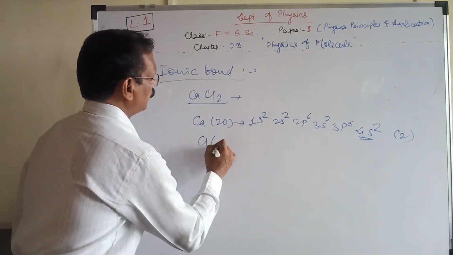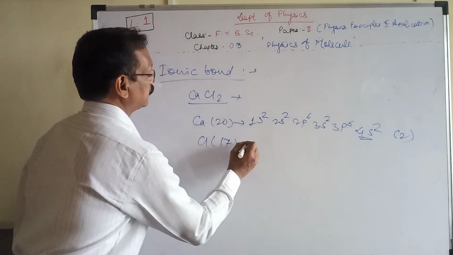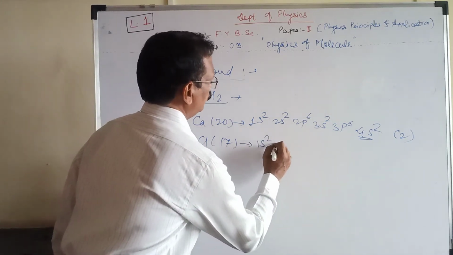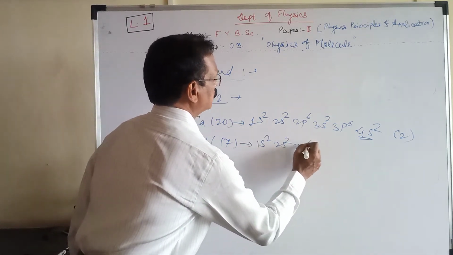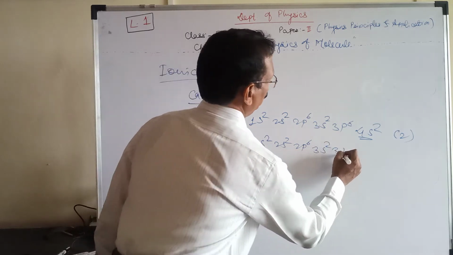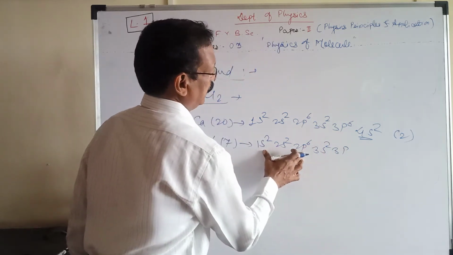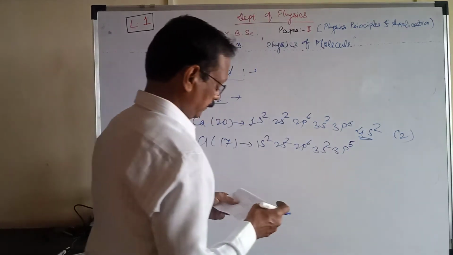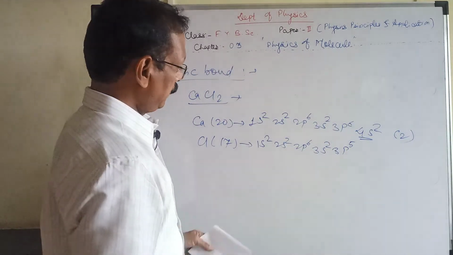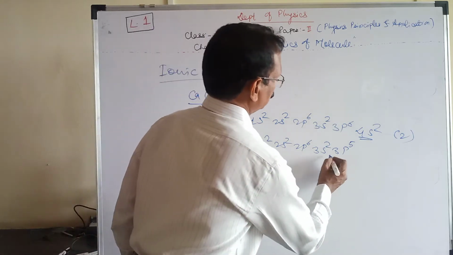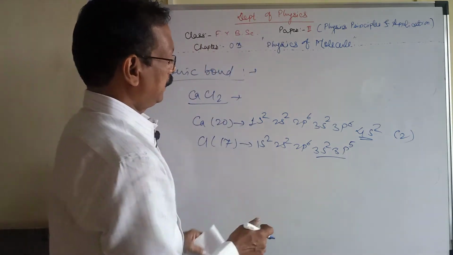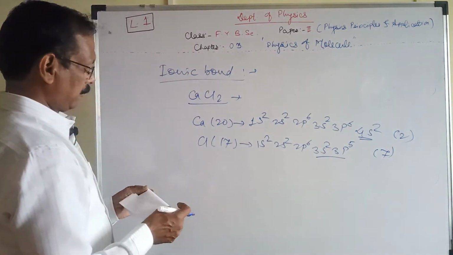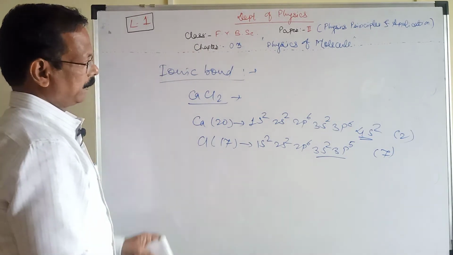Now what is Cl? The atomic number of Cl is 17. So what is the electronic configuration here? It is 1s2, 2s2, 2p6, 3s2 and 3p5. So in this case, there are 7 electrons in the outermost orbit. Correct? There are 7 electrons in the outermost orbit.